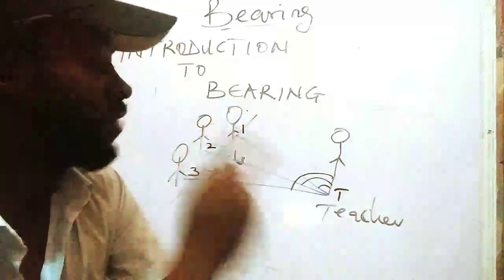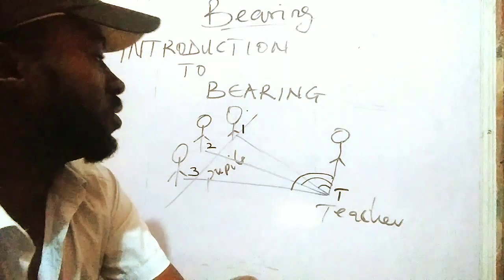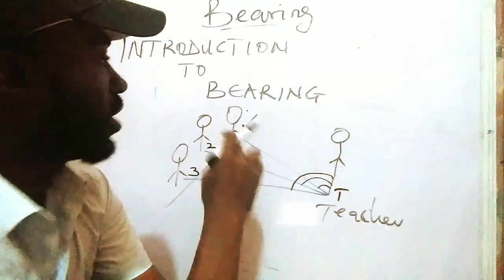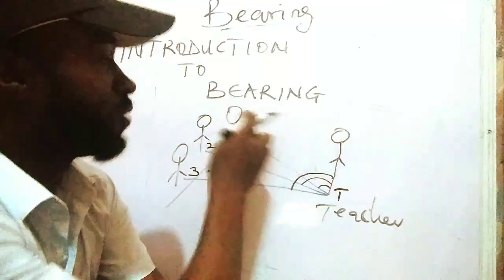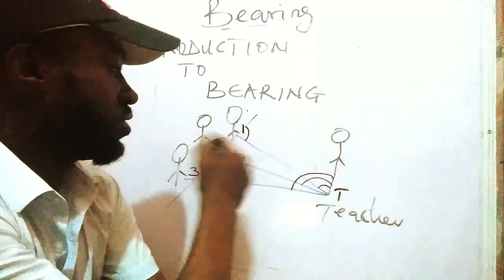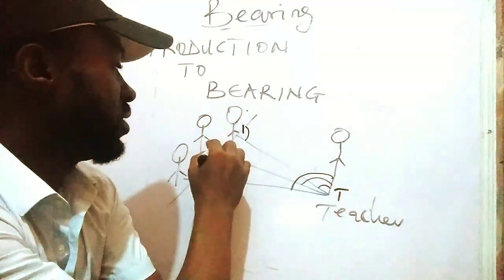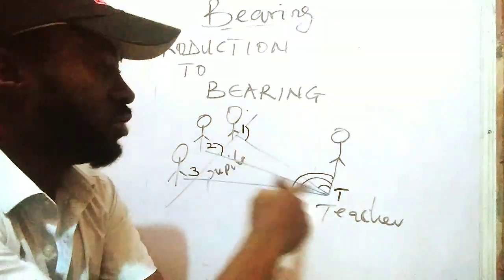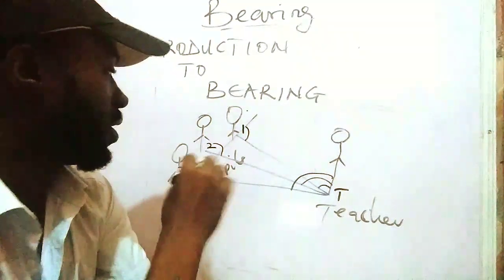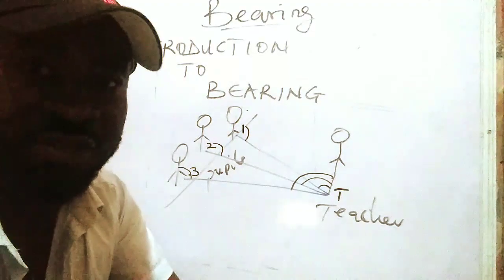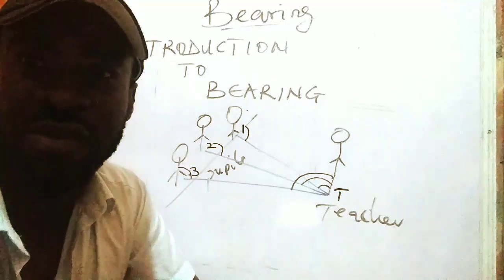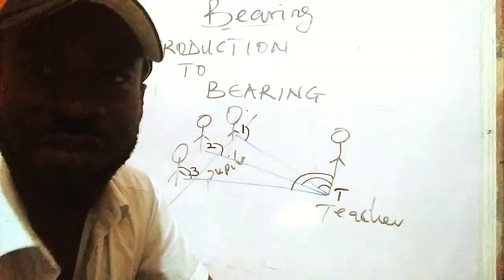Now, it could also go vice versa. We can also measure it based on the bearing from the students. So, the bearing of the teacher from this student will be this. The bearing of the teacher from this student 2 or pupil 2 will be this. And the bearing of the teacher from this student will be this. So they are all in different bearings. So it's more of the angular positions. Okay, so let's stop here.